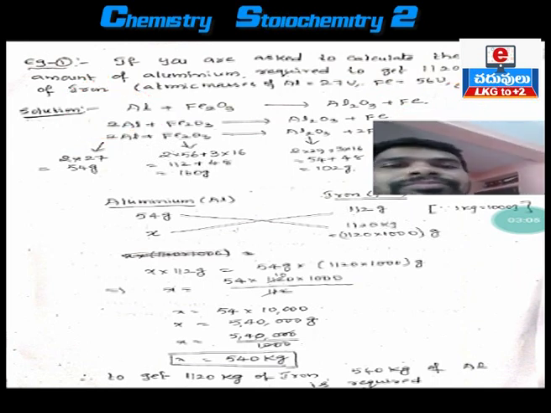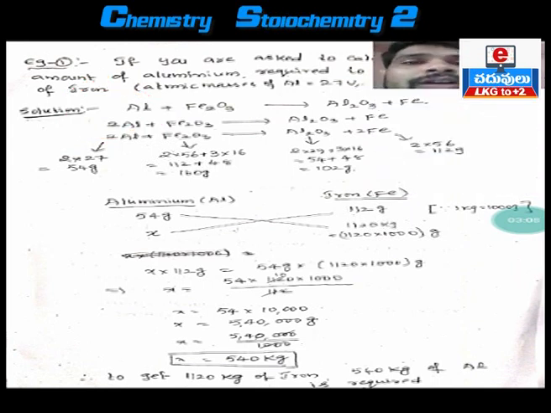Clear? Now, tell me, how will you get iron by using aluminium? Aluminium is a reactant, iron is a product. How will you get iron by using aluminium? I will say the reason. How will you get iron by using aluminium?